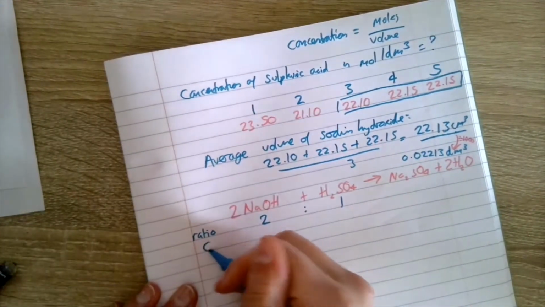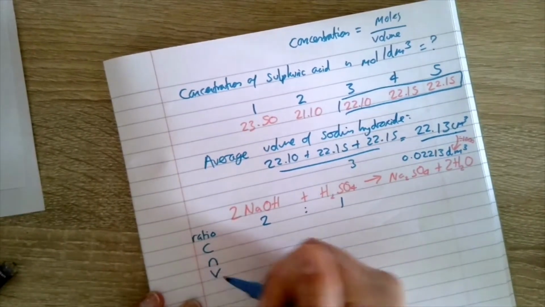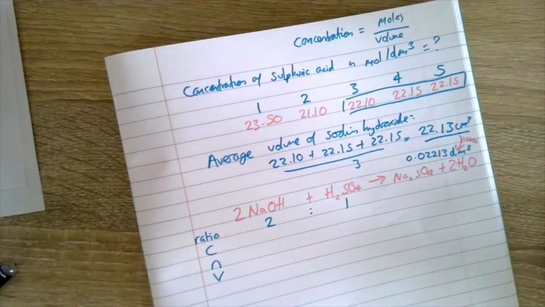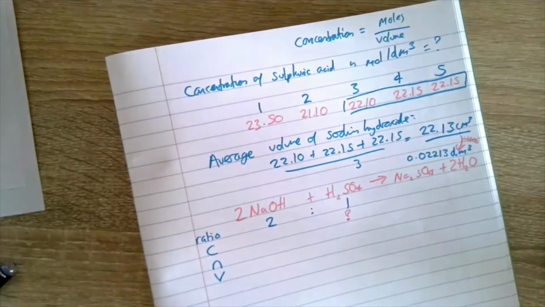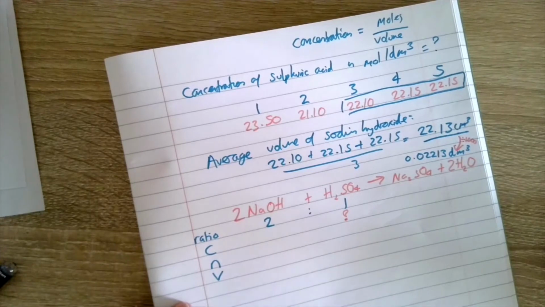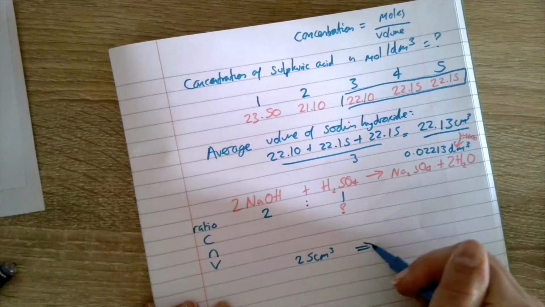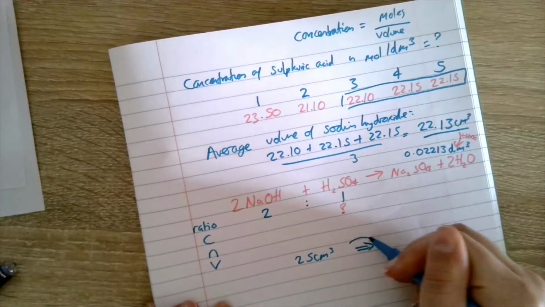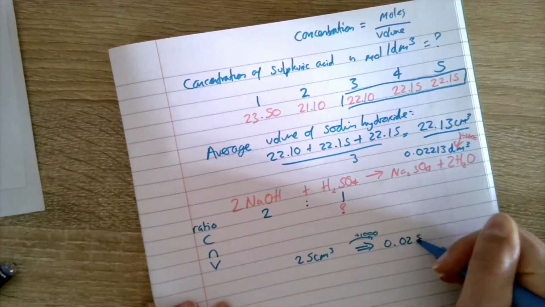So our three variables that we're looking at are concentration, moles and volume. So we need to fill in information that we've got from our question, and we know that our unknown, what we're trying to find out, is the concentration of sulfuric acid. But we know that our volume of sulfuric acid was 25 centimetres cubed. Convert that into decimetres cubed by dividing by 1000 and we get 0.025.